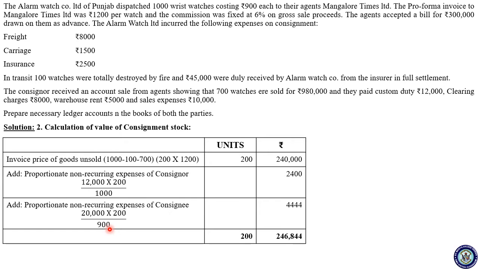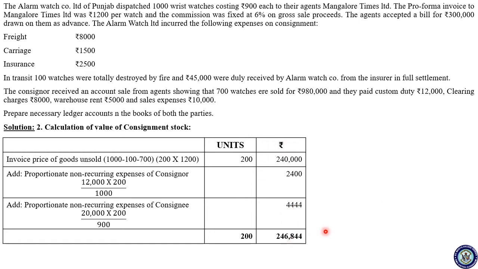How much did he receive on that? They will incur the expenses. So it is 900. If you wrote it as 1000, you correct it, it is 900. So it will come to 4,444. If you add, you will get 2,46,844.